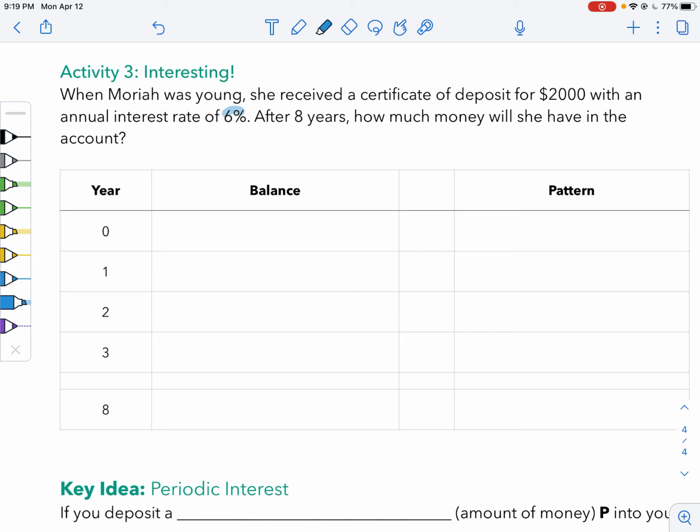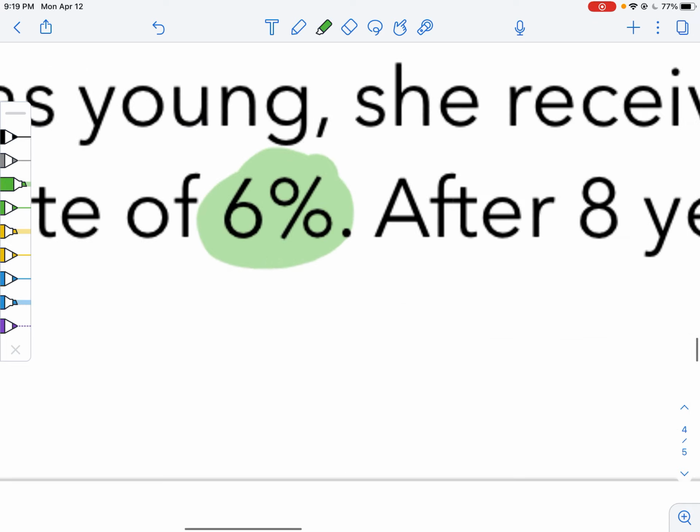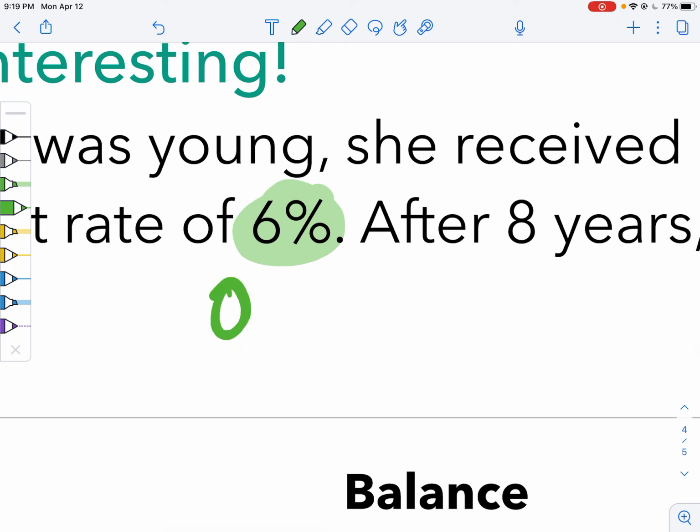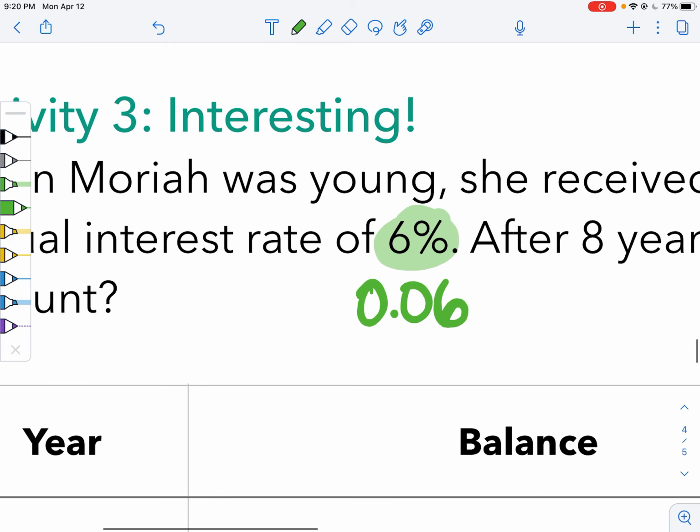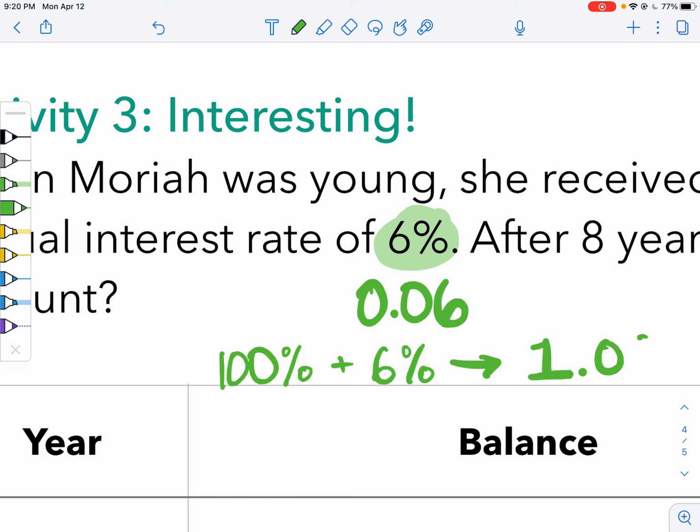Pause. Whenever you have 6%, don't think of it as 6. Think of it as 0.06. And here's my other hint. It's an interest rate. You're gaining stuff. So you're taking 100% of what you're earning plus your 6%, which is going to give you 1.06.